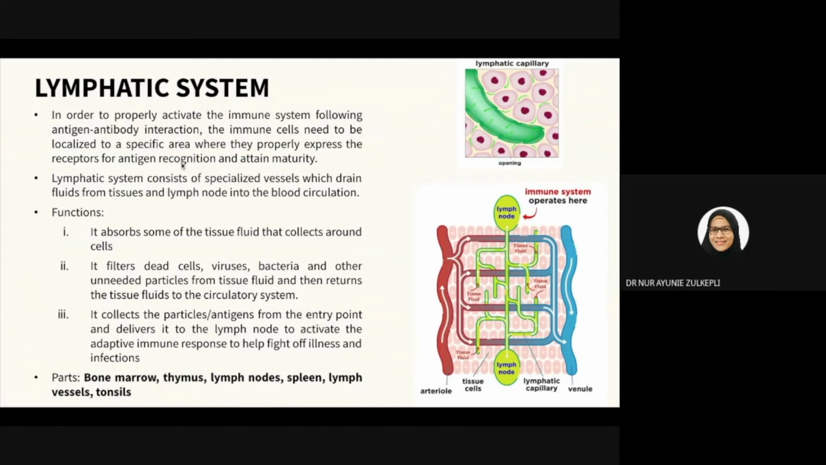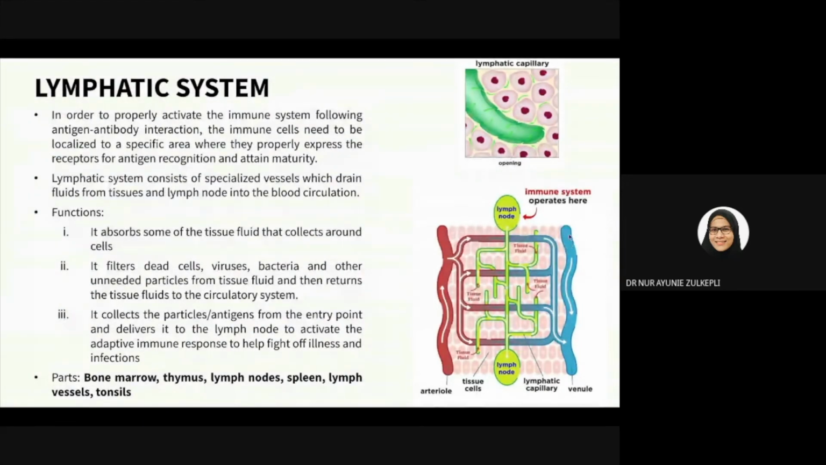Okay. And the lymphatic system consists of specialized vessels. As you can see here, there are specialized vessels which drain fluids from tissue and lymph nodes into the blood circulation. So it's actually the blood circulatory system and lymphatic system that interact with each other. Okay. So the function: it absorbs some of the tissue fluid or lymph that collects around the cells. So our cells secrete the tissue fluid around the cells that will be collected and enter the lymphatic system.